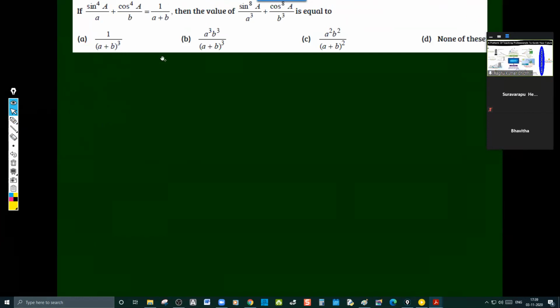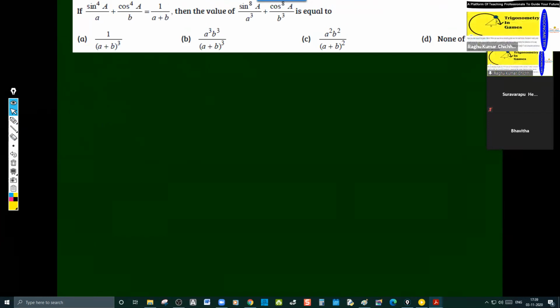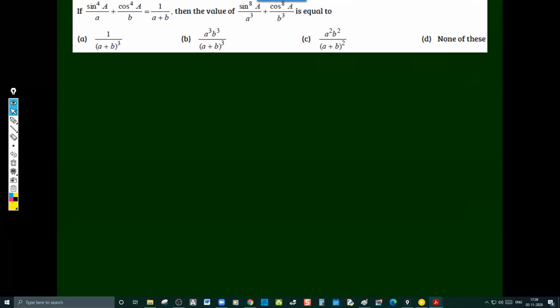This is a lengthy question, and a previous IIT-JEE Advanced question. So you have to listen to this carefully because in every step the simplification part is very lengthy. Let me do that.